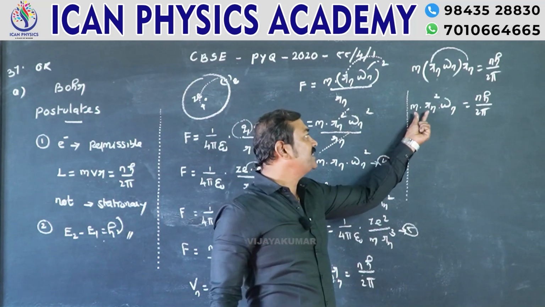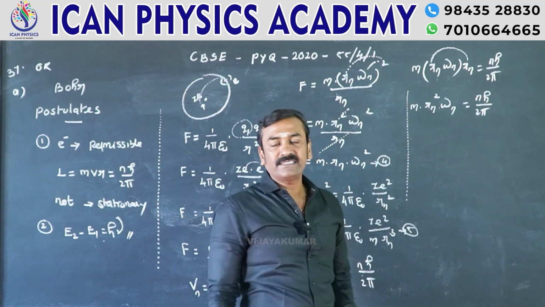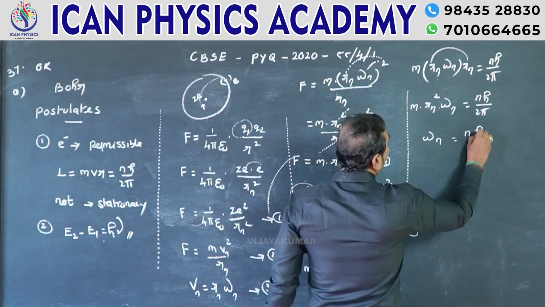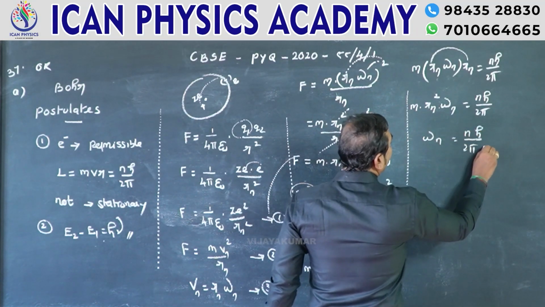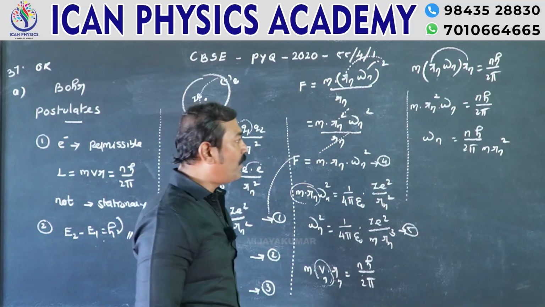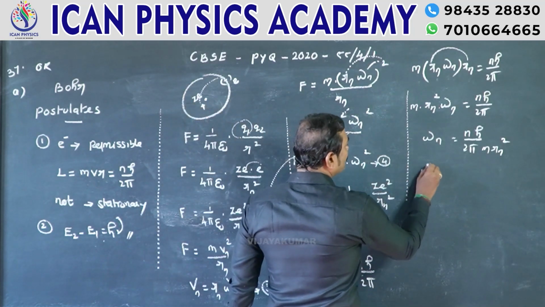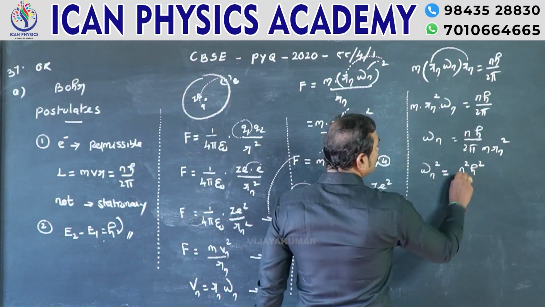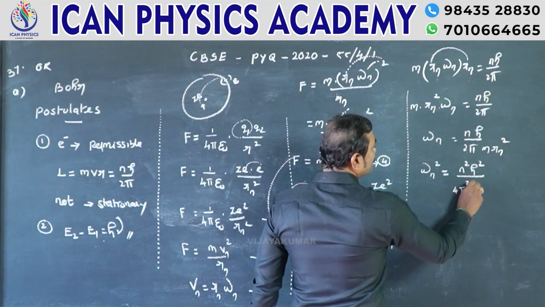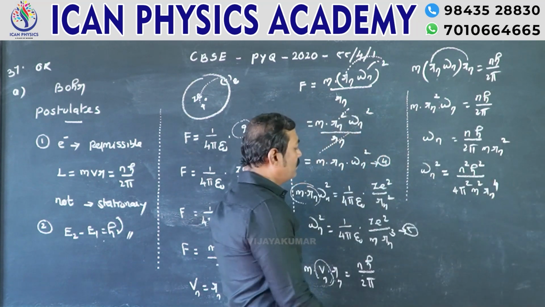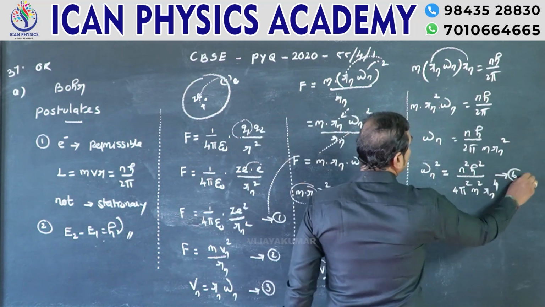Now the multiplication m Rn square goes to the right side as division. So omega n equal to nh by 2 pi into m Rn square. Now square on both sides. So when we square on both sides, omega n squared equal to n squared h squared by 4 pi squared m squared Rn power 4. Now it's taken as equation number 6.